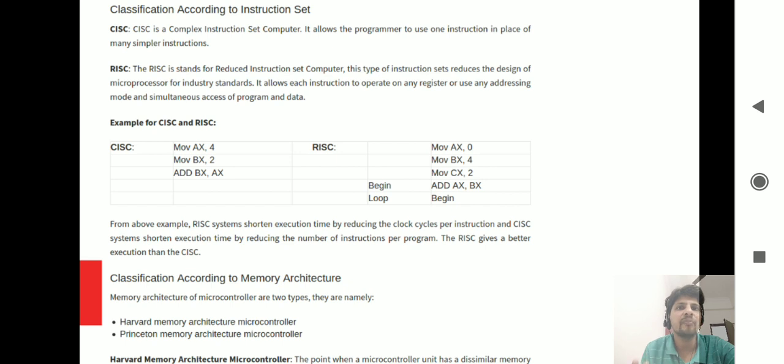It reduces the design of the microprocessor for industry standards. It allows each instruction to operate on any register or use any addressing mode, and simultaneous access of program and data.